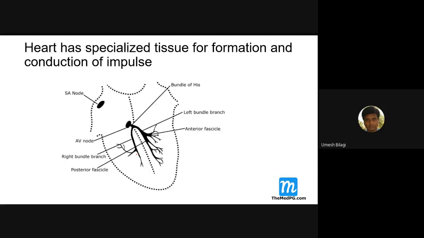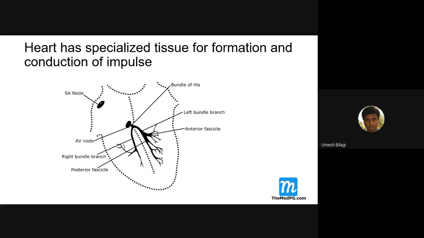First, the heart has got an inbuilt conduction tissue, which creates the impulse and transmits it. Usually the impulse is created in the SA node. You can see the SA node, which is situated in the right atrium. This is the superior vena cava, and this is the right atrium. At the junction, in the posterior aspect of the heart, you get this SA node.